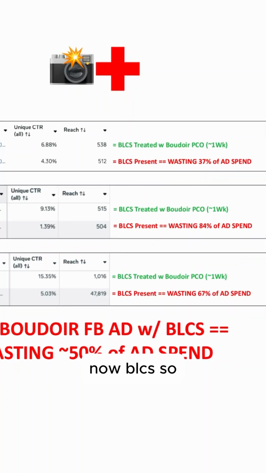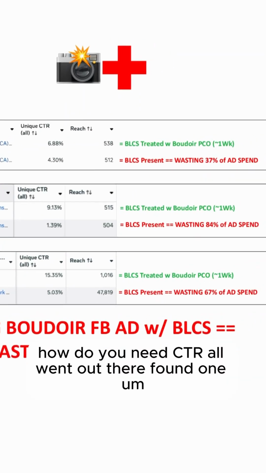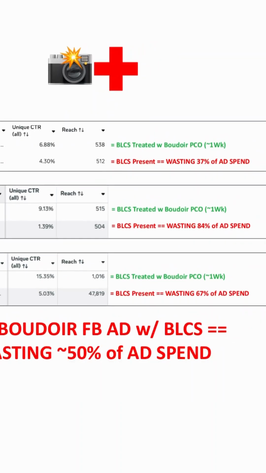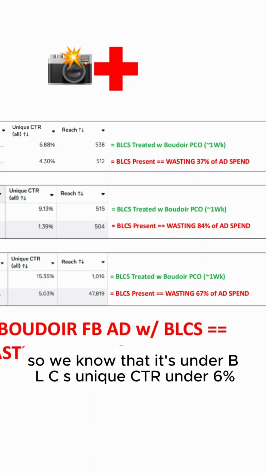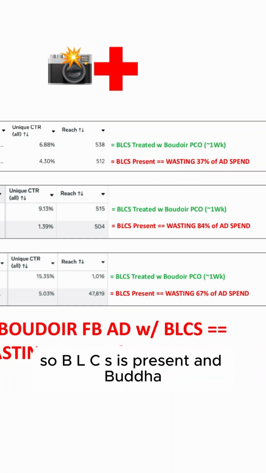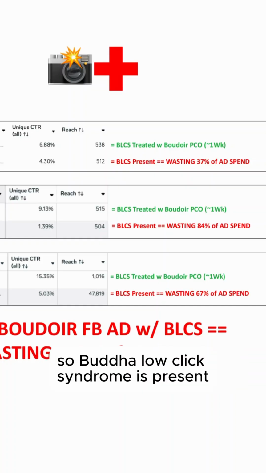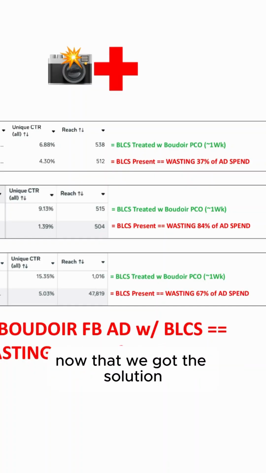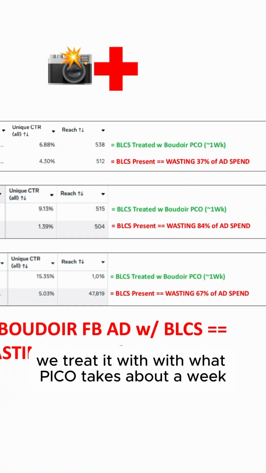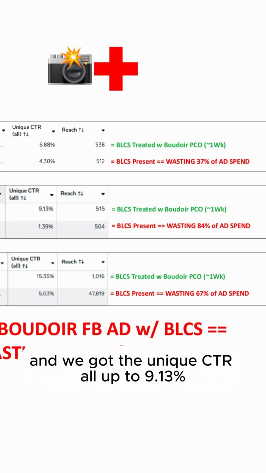BLCS, so next part, residency part 2. Had a unique CTR, went out there, found one with a Facebook ad, and its unique CTR is 1.39%. So we know that it's under 6%, so BLCS is present, Boudoir low click syndrome is present. Now that we got the solution, we treat it with Boudoir Pico, takes about a week, and we got the unique CTR up to 9.13%.